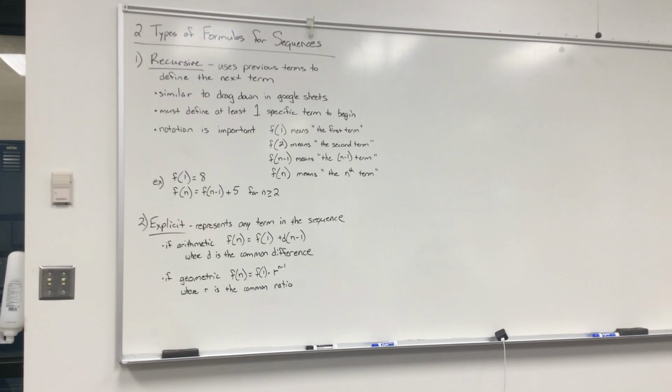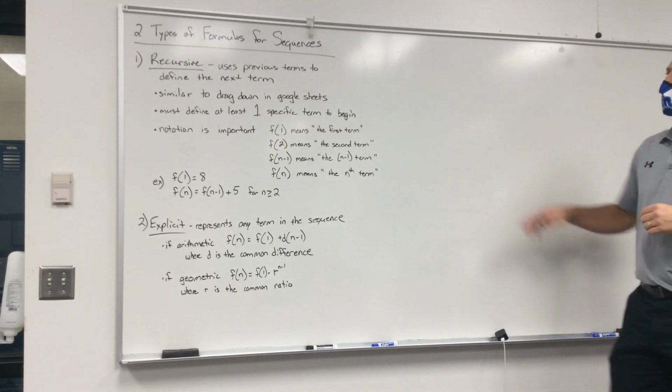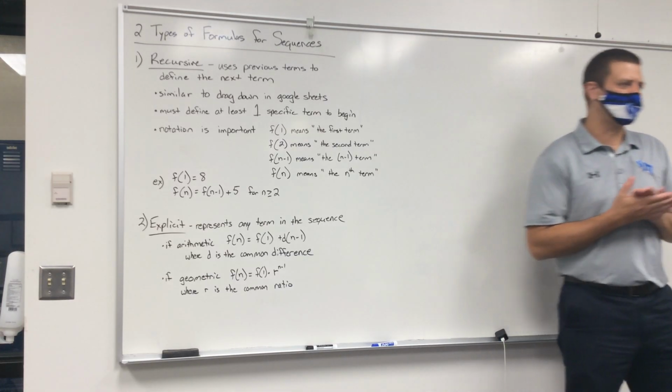So if you have Google Sheets, you can just drag down and get to the 100th term pretty quick. And you don't have to do all the work yourself. A recursive formula is similar to the drag down feature, where it just continues to follow the same rule and can make that sequence for you in a hurry. In a recursive formula, you must define at least one specific term to begin.